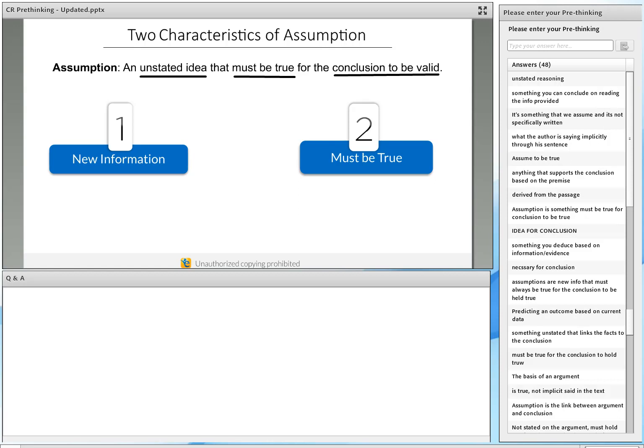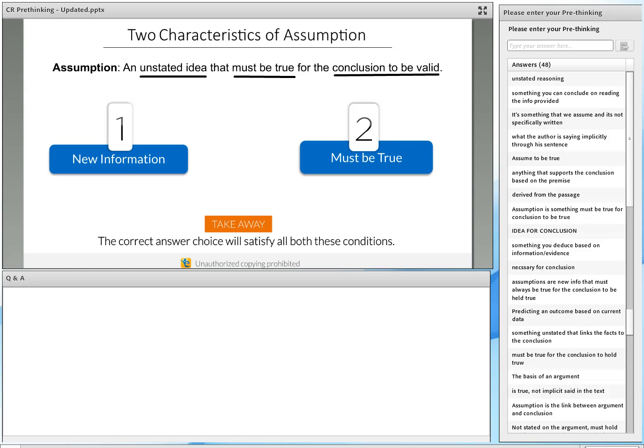The second piece, which an assumption satisfies, is what we call the must-be-true condition, which means that if this assumption were not true, the conclusion would be invalidated, or the conclusion would break down. They're essentially the same things overall.